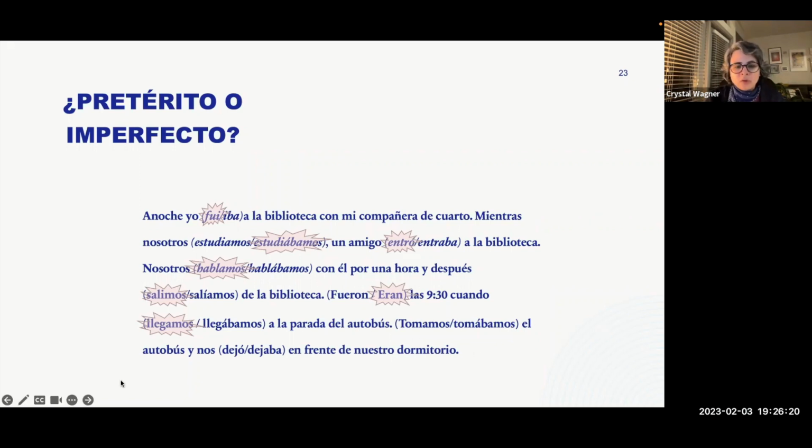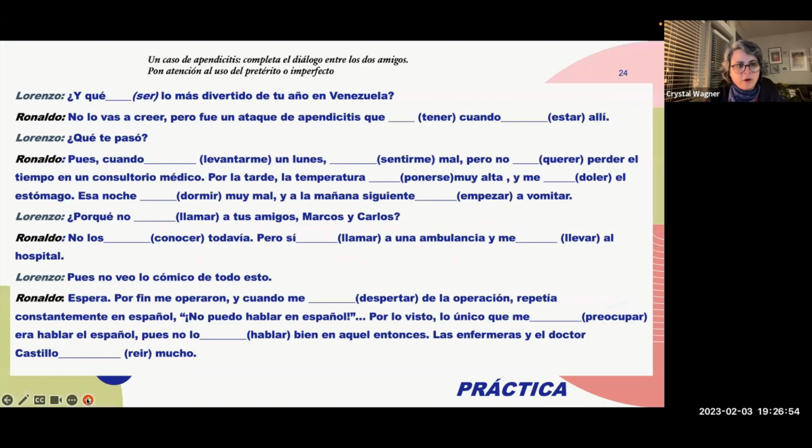So, el autobús, tomar would be the unconjugated verb, right? So to take the bus, and dejar, right? The infinitive, to leave in front of our dorm, de nuestro dormitorio. So then these are both preterites because they're both concluding actions, or also you can see it as a series of actions. We took the bus and the bus left us in front of our dorm. So take a second to look at that and let's move on.